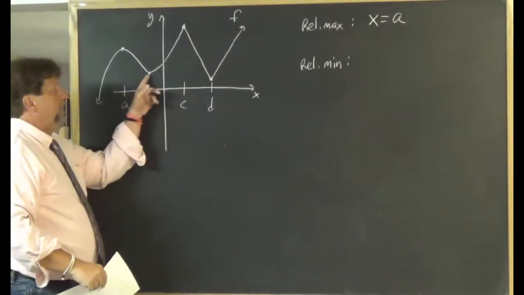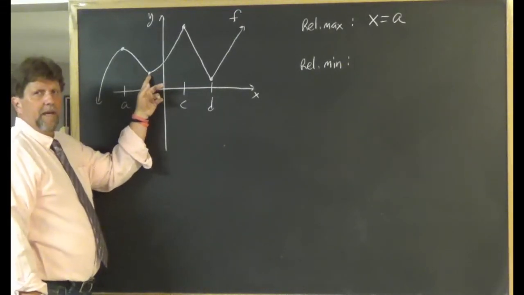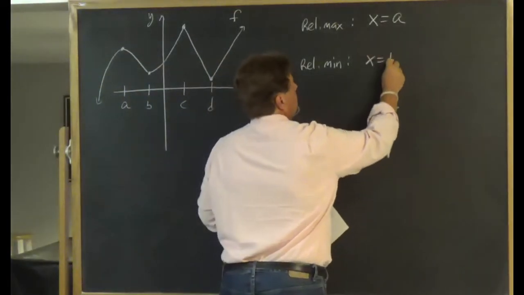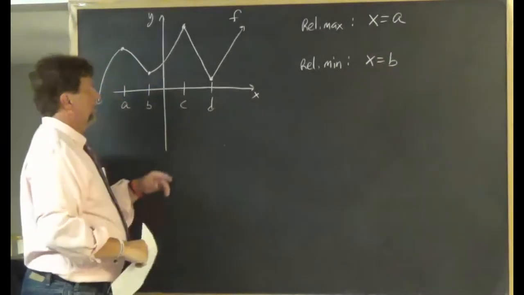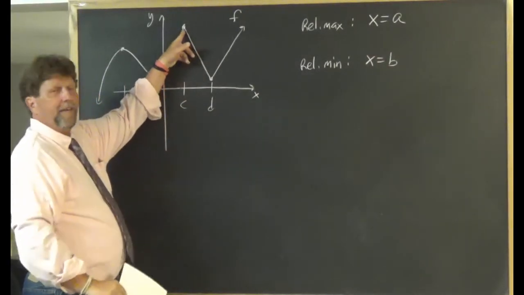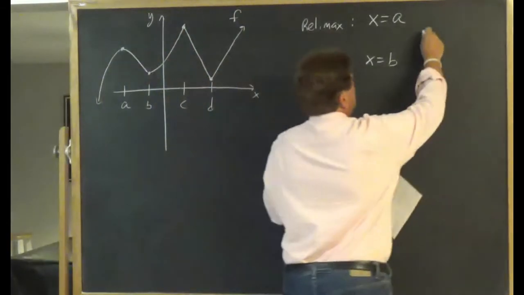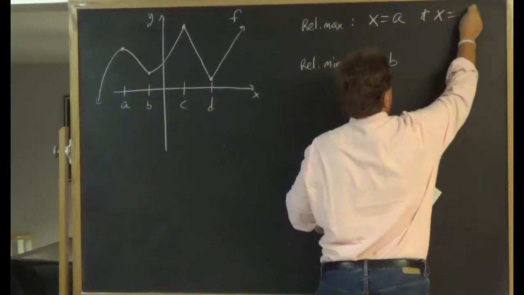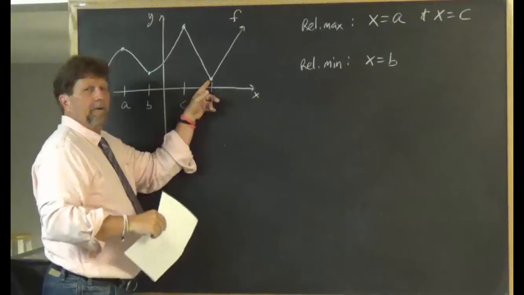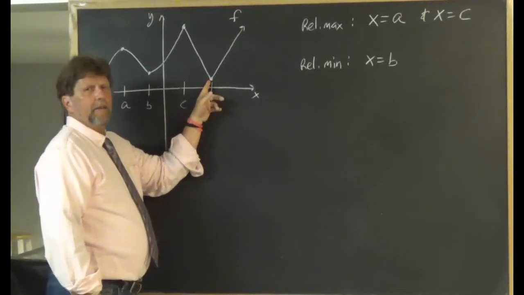It looks like at b, that's not a relative max. That's like a valley bottom. So that's a relative min. Let me list that right here. We have a relative min at x equals b. So at x equals c, we've hit another high point, so that's a relative max. And when we get to the x value of d, we've hit another local low point, so that would be another relative min.